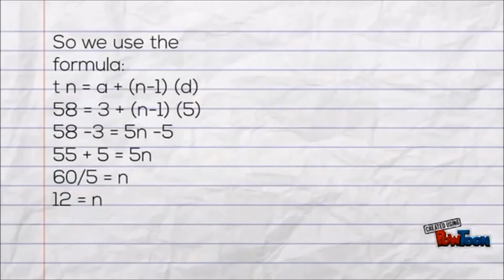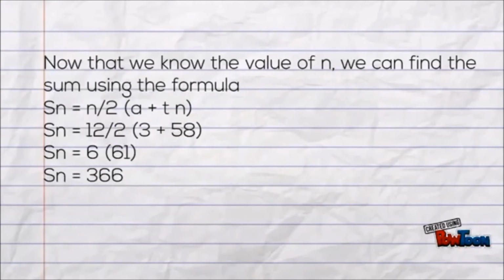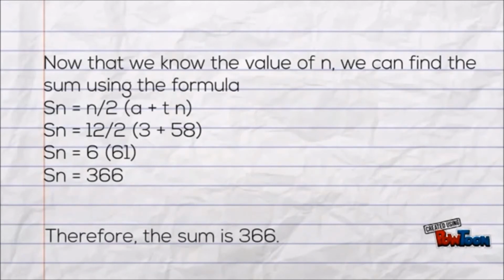After solving for n, it is determined that there are 12 terms in this series. So n is 12 and is plugged into its respective variable. 3 replaces a and 58 replaces Tn. 12 is divided by 2 to produce 6, and the brackets are solved to give us a sum of 61. After multiplying 6 and 61, the final answer is 366.